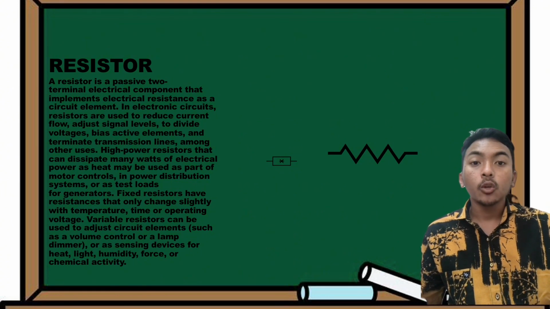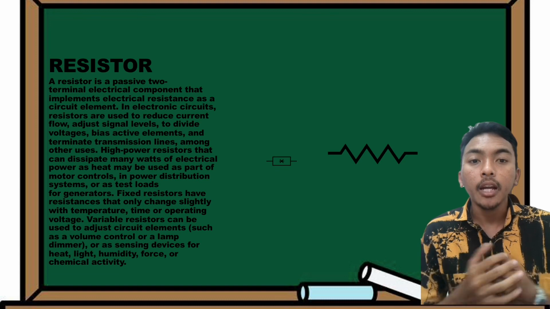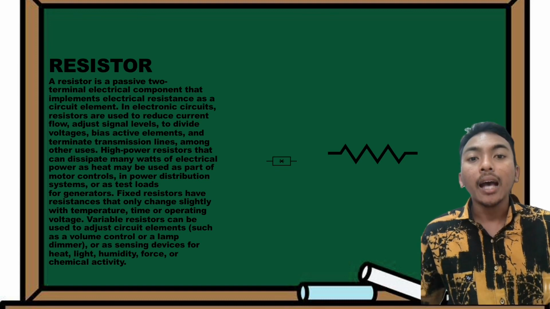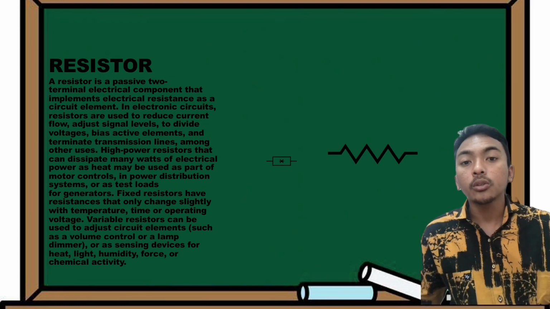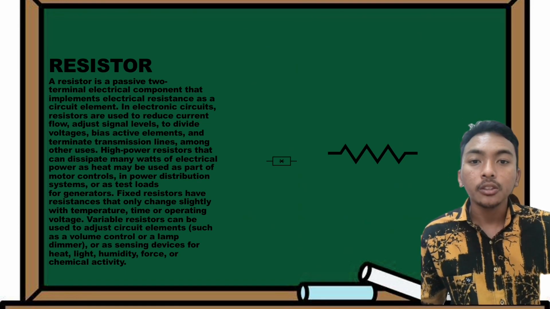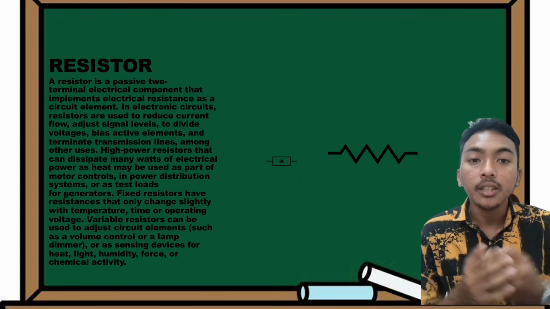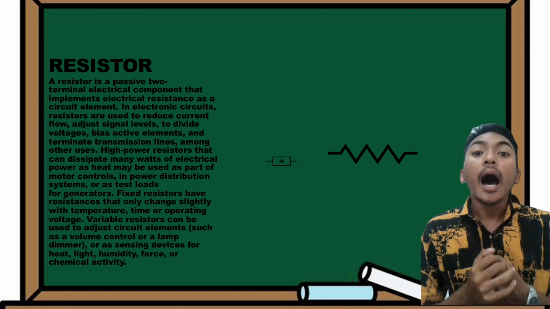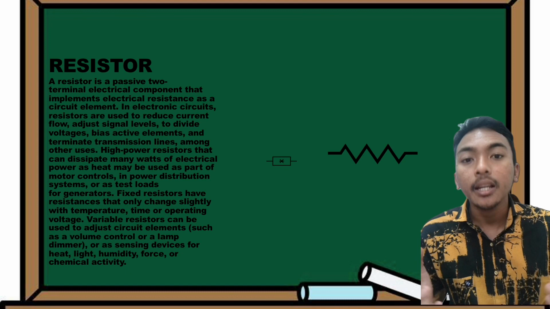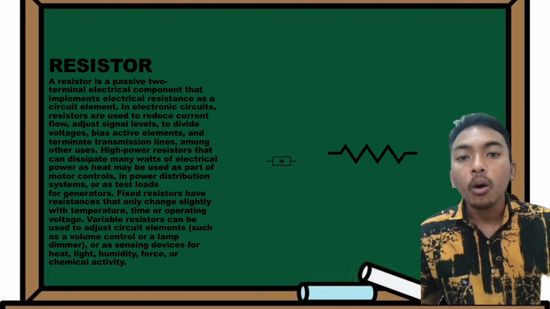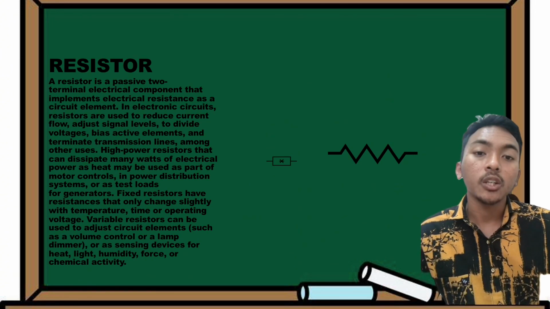The next one is a resistor. A resistor is a passive two-terminal electrical component that implements electrical resistance as a circuit element. In electronic circuits, resistors are used to reduce current flow, adjust signal levels, divide voltage, bias active elements, and terminate transmission lines, among other uses. High-power resistors that can dissipate many watts of electrical power as heat may be used as part of motor control, in power distribution systems, or as test loads for generators.